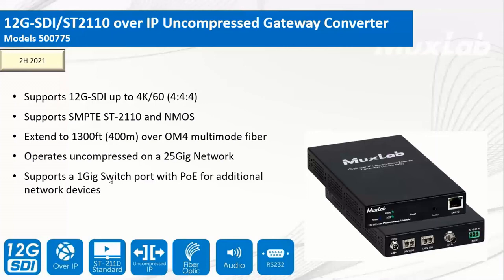And like the other product, this product will also have a 1 gig port that you can use for other devices. But the main port will be an SDI port, which is basically a 12G SDI port, to allow you to transmit 12G SDI from one end to the other without any loss of quality. It's all uncompressed. And of course, 12G SDI is equivalent in resolution to a 4K 60 444 signal.